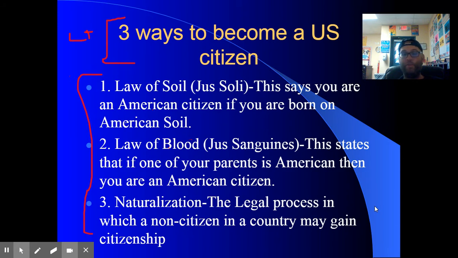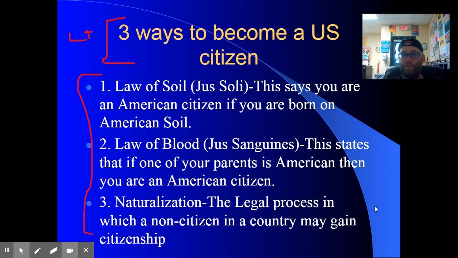Naturalization is the process in which a non-citizen in a country can gain citizenship. So, for example, we're going to have Mrs. Parsons come in and talk to us next week. She was born in South Africa. Her parents weren't citizens. She wasn't born in the United States. She moved here legally, followed the process, and earned her U.S. citizenship. And she became a U.S. citizen. Again, all three of these ways of becoming a citizen are equal.